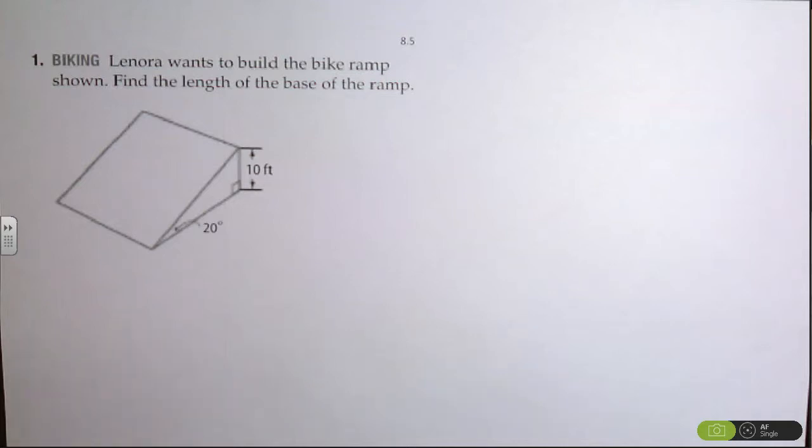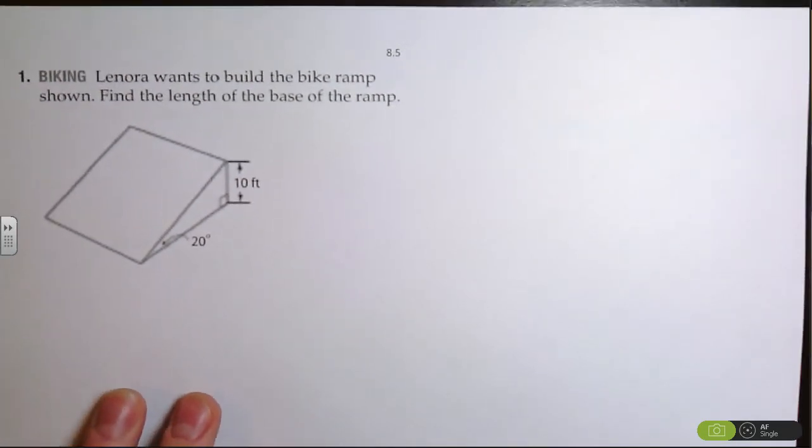Okay, so here's a video of some supplemental problems from section 8.5 in geometry. The whole section works with angles of elevation and angles of depression, but really it's mostly word problems with triangles and trig. So for number one, that was the one I did out of the book.